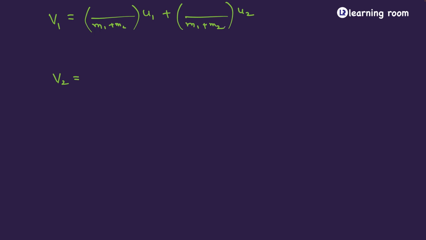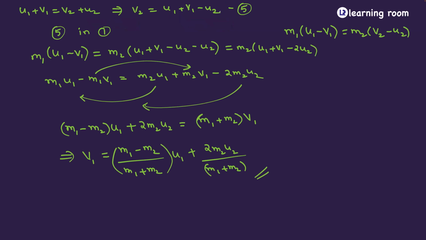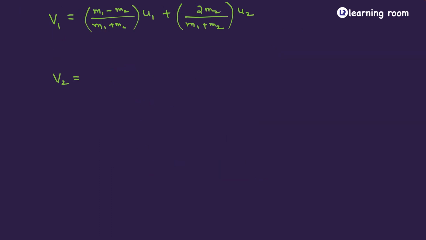When you write it for v1, the numerator will be m1 minus m2 for u1, and here it will be 2 m2 for u2. That's what we got. Did you understand? So you write m1 minus m2, and there you write 2 m2.